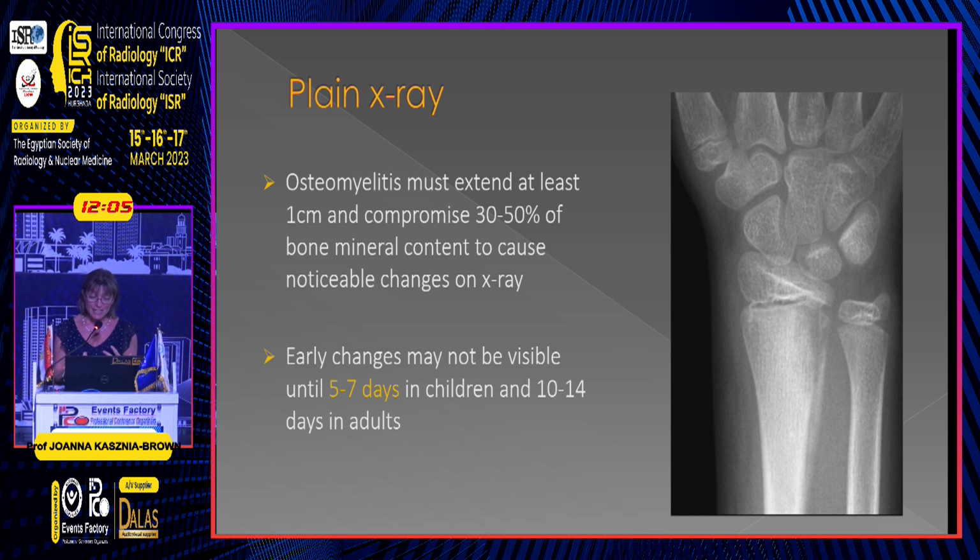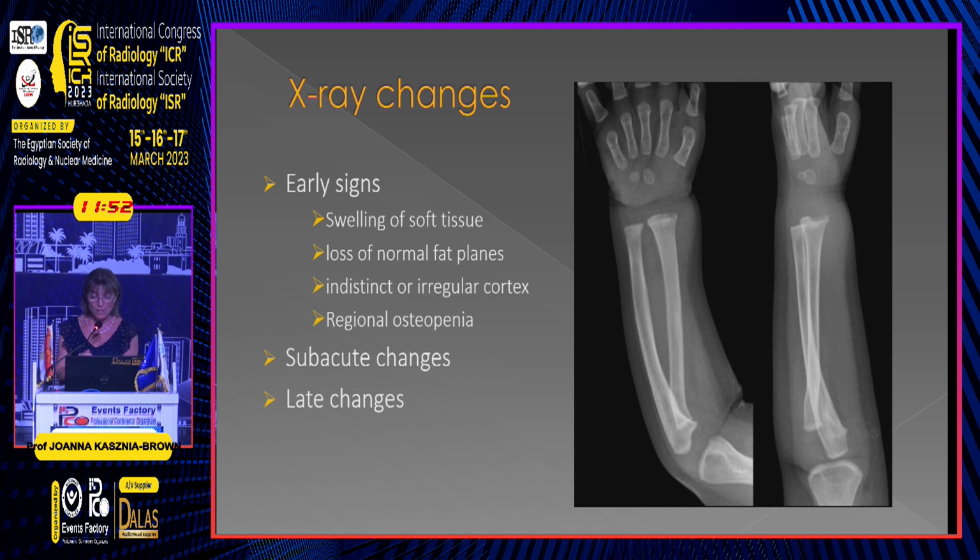So we all know that early changes until 5 to 7 days in children and 10 to 14 days in adults may not be visible. But then it's too late because the destructive process is already happening. So what we are seeing as early signs, I talked about this, soft tissue swelling and the loss of the normal fat planes, and you can see it here in this patient, mainly on the lateral image, indistinct or irregular cortex and regional osteopenia.